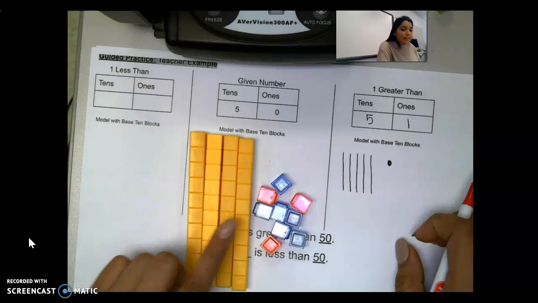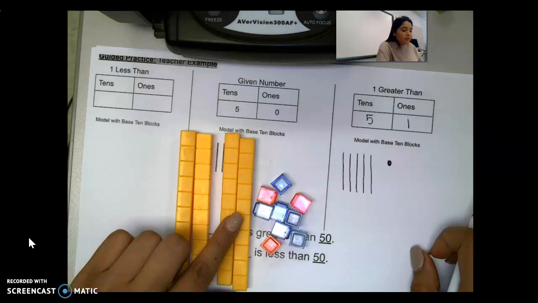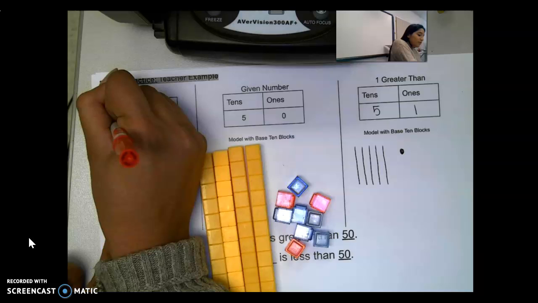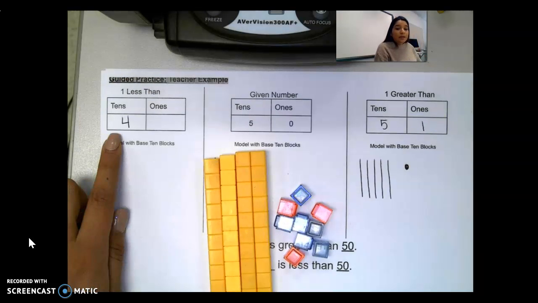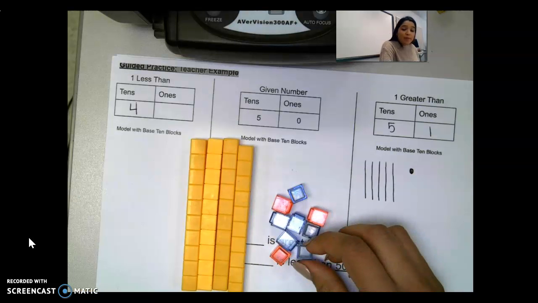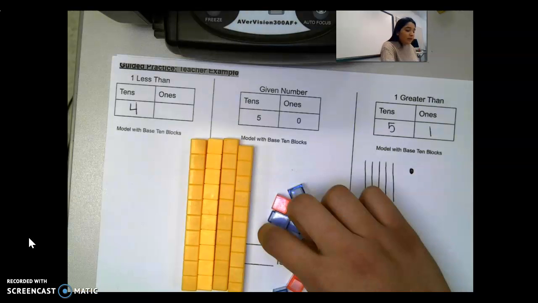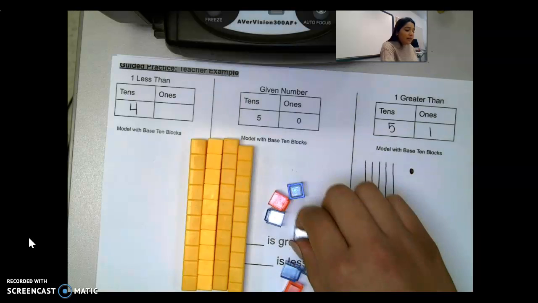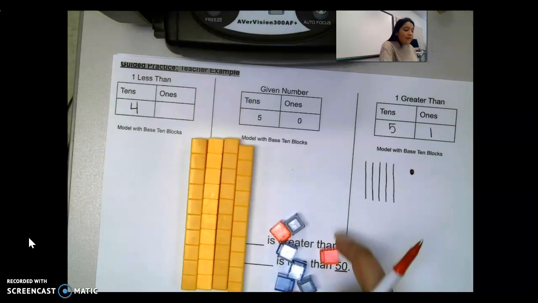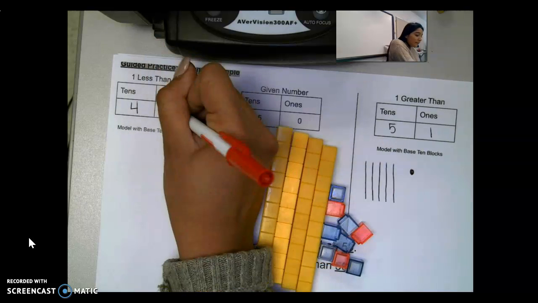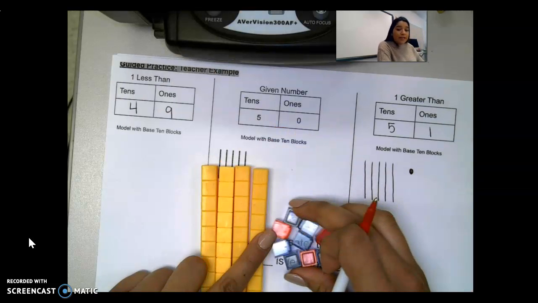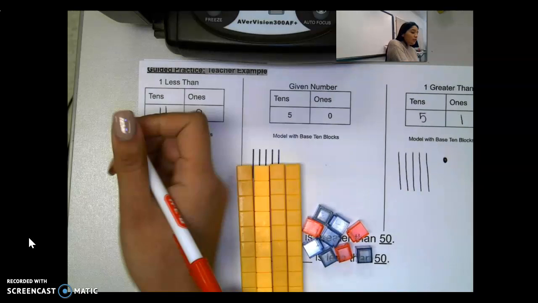Let's count how many tens I have. 1, 2, 3, 4. So I have 4 tens now. I'm going to write 4 in the tens column. And then ones. So how many ones do I have? 1, 2, 3, 4, 5, 6, 7, 8, 9. So I have 9 ones now. So now I have 4 tens and 9 ones. So let's go ahead and draw that out.